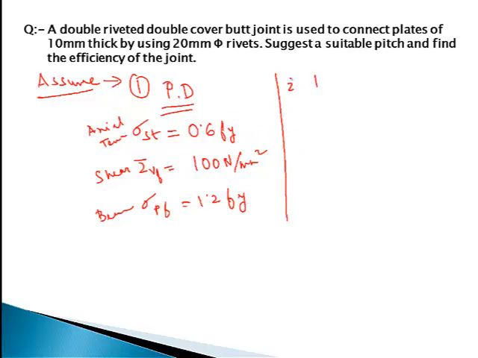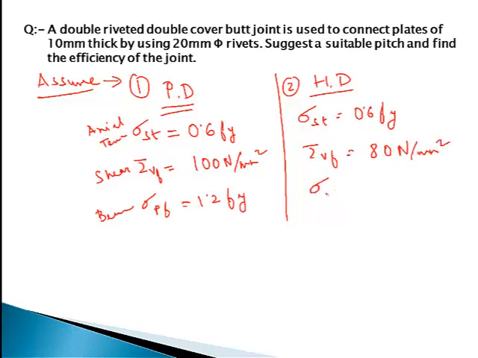If it is hand driven, consider sigma ST as same, tau VF as 80 Newton per mm square, and sigma PF, that means bearing, is considered as FY.